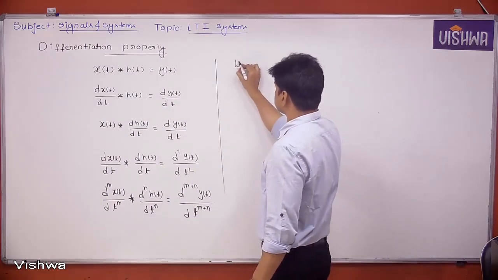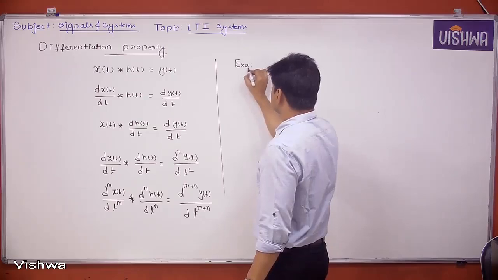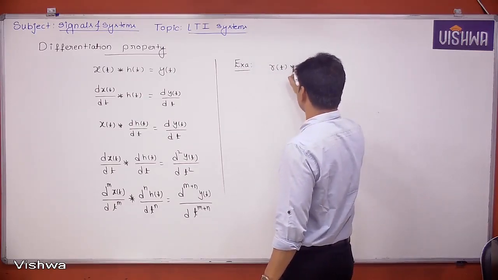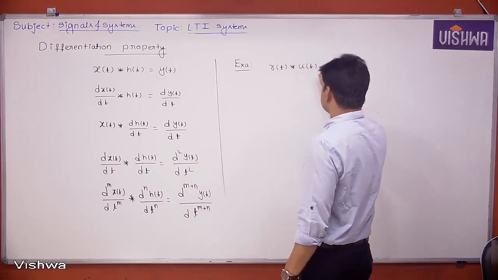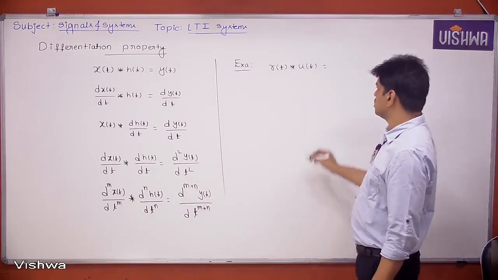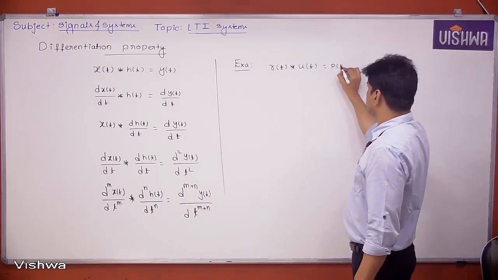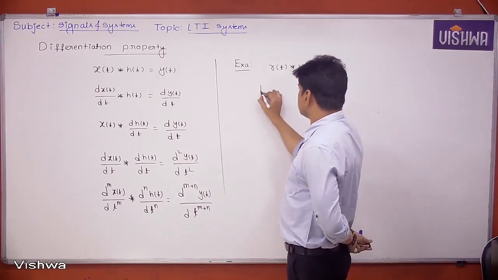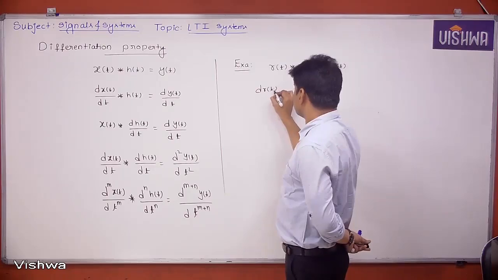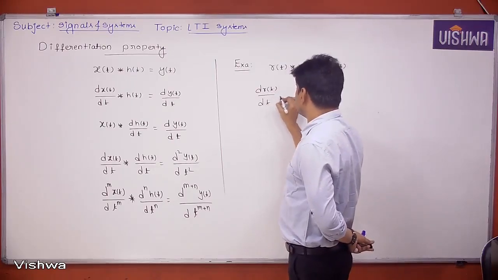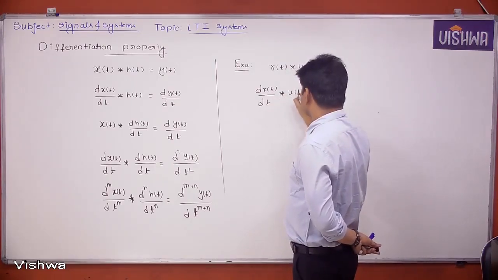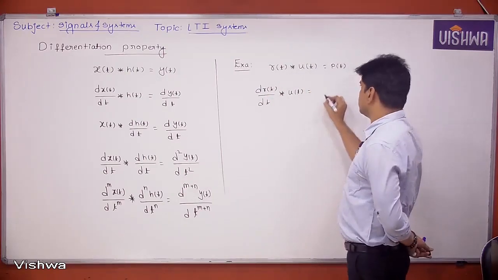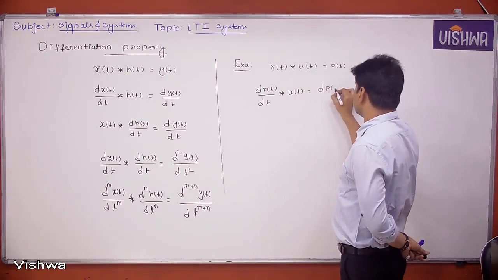So for that, let's take one example so you can understand easily. Let's say r of t convolution with u of t. This result we know. What is that? P of t. What if I take dr of t by dt convolution with u of t? So from this property, if I do the differentiation of one signal, then that is going to give you the differentiation of dp of t by dt.